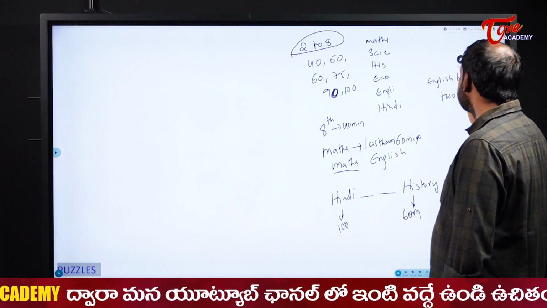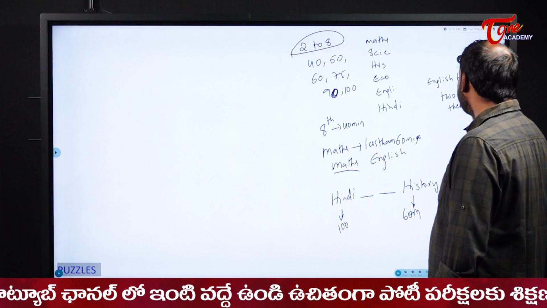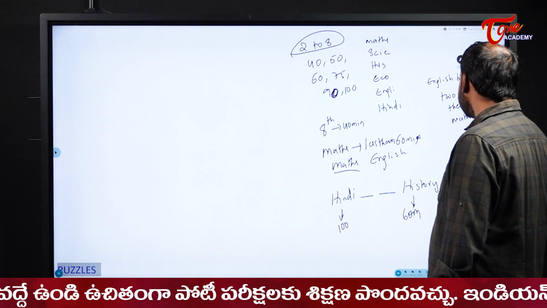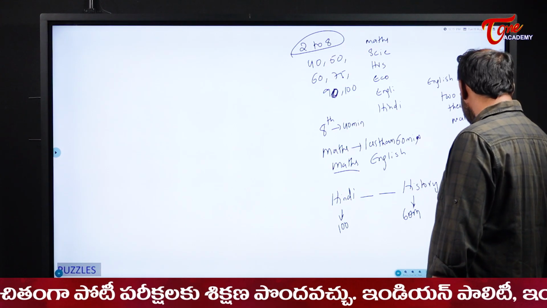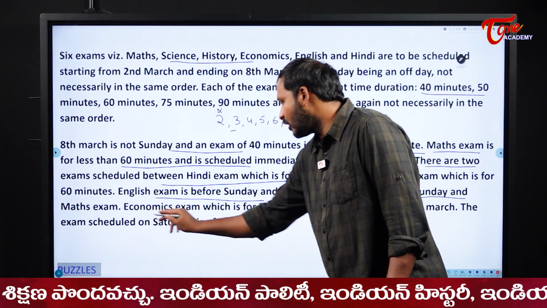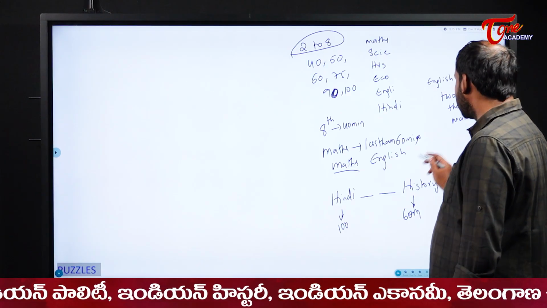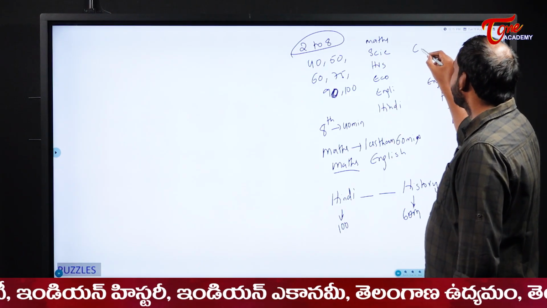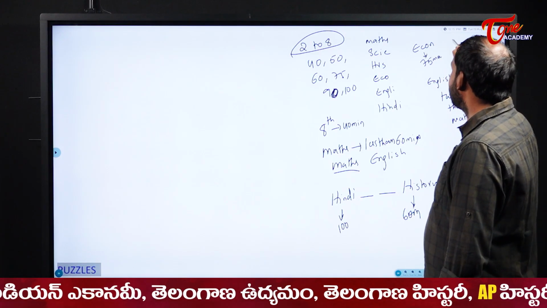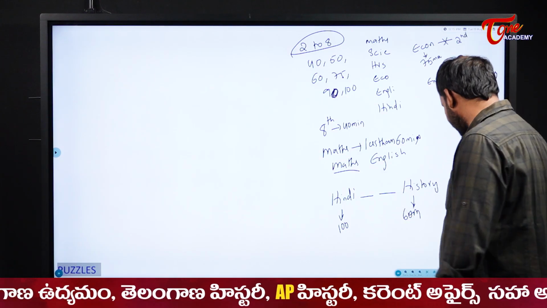There are 2 examinations between Maths and Sunday. That is the thing they have given, right? Yes. The Economics exam, which is for 75 marks, is not scheduled on 2nd March. That is the data they have given for us.